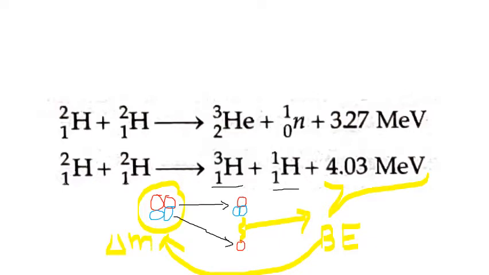And we know from where this binding energy comes from. This binding energy comes from the mass defect delta M. So if you have any confusion with this mass defect, I will refer you to go back to my previous video and check that mass defect again.